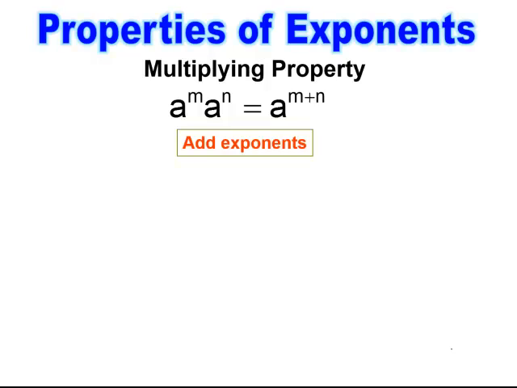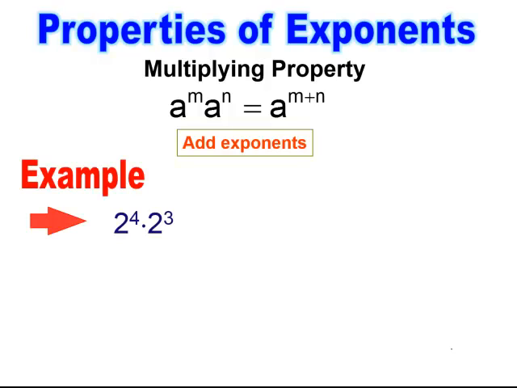Our next property is the multiplication property. When we have like bases being multiplied together, what you do to simplify is you take the exponents and you add them together. So when you have something like this, where you have 2 to the 4th power times 2 to the 3rd power, we need to simplify. Because they're like bases and the base is 2, I'm going to add the exponents. So I end up getting 2 to the 7th power.